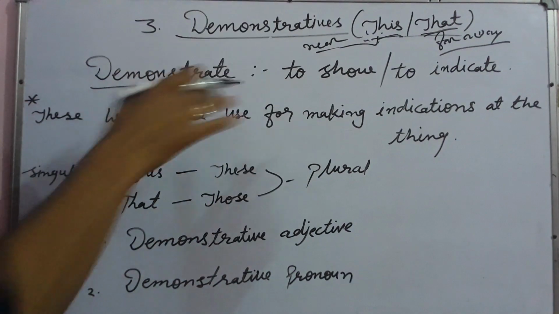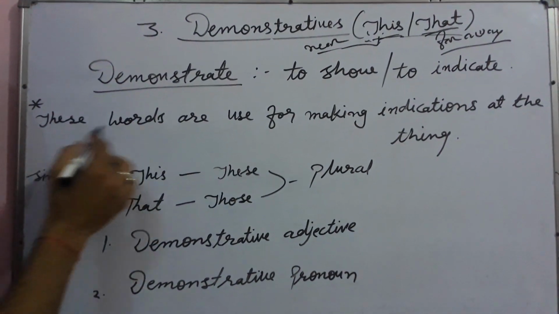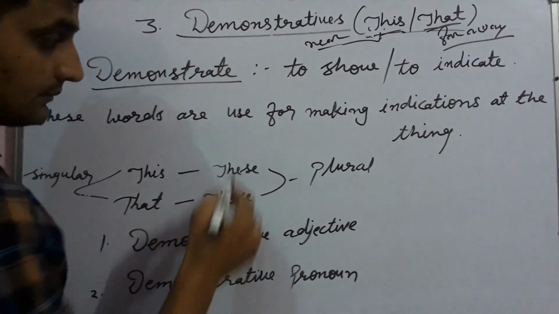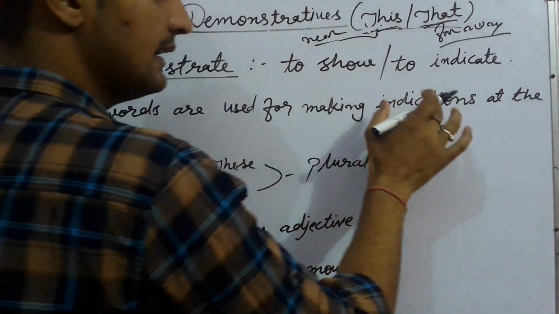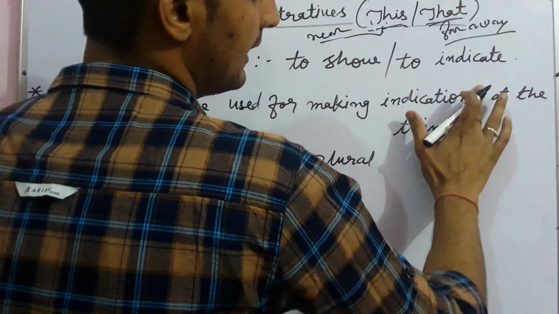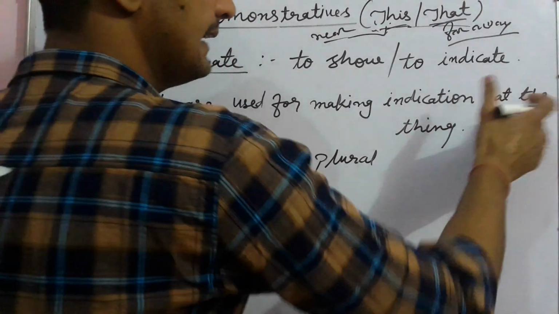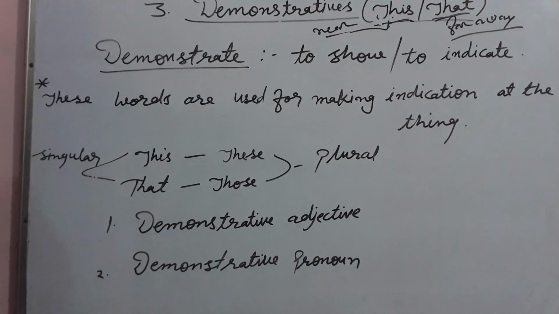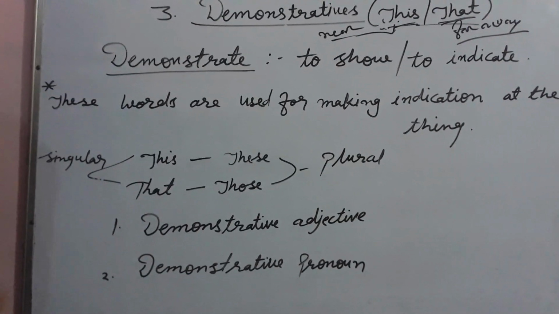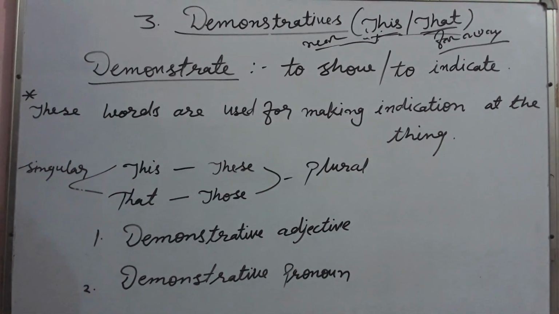What is the use of demonstratives? These words are used for making indication at the thing. If we want to show the thing, then we use these words.